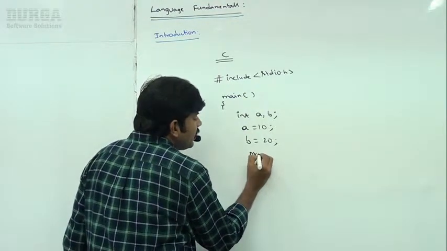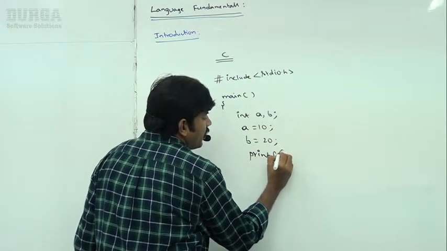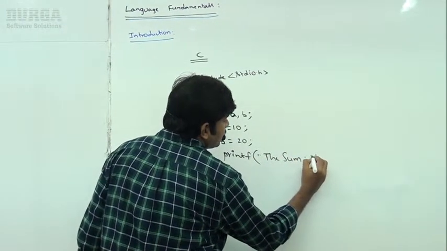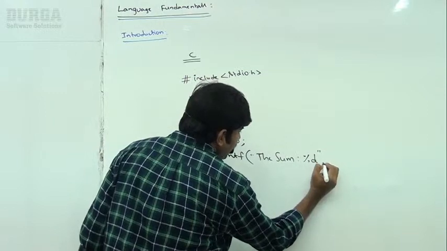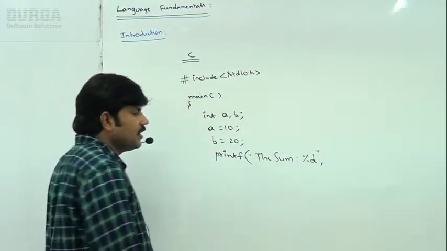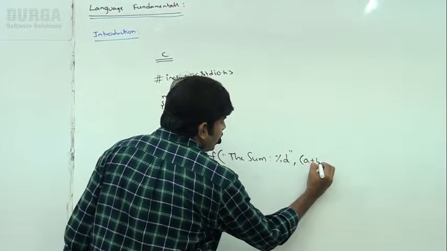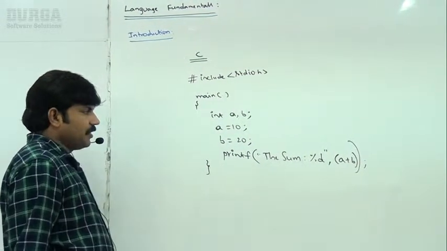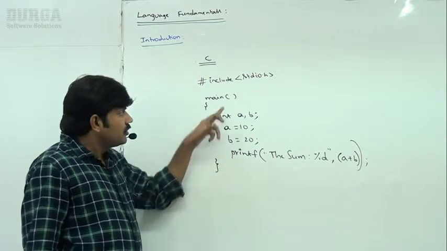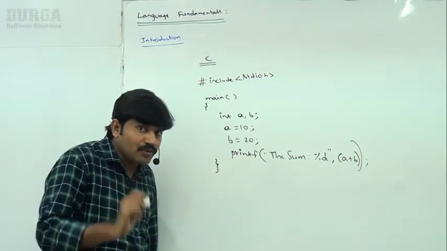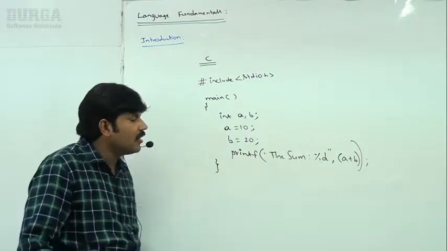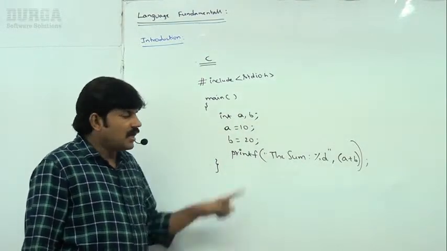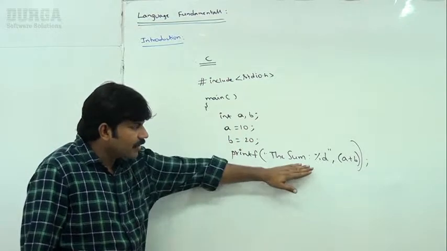Now printf("The sum is %d", a + b), end of the main method. Getting it, right? This is the code we have to write. If you want to print the sum of two numbers a and b, first we have to declare variables, then assign some values, and then print.